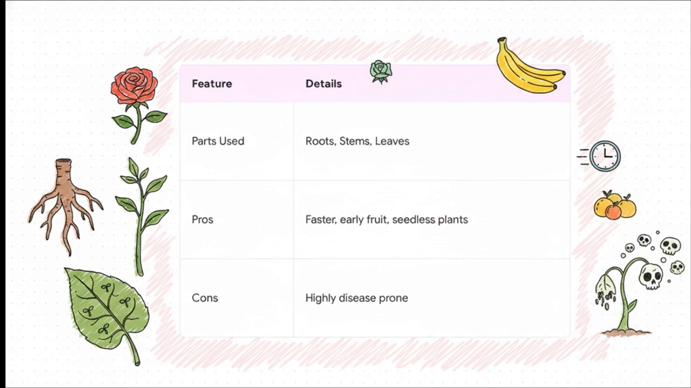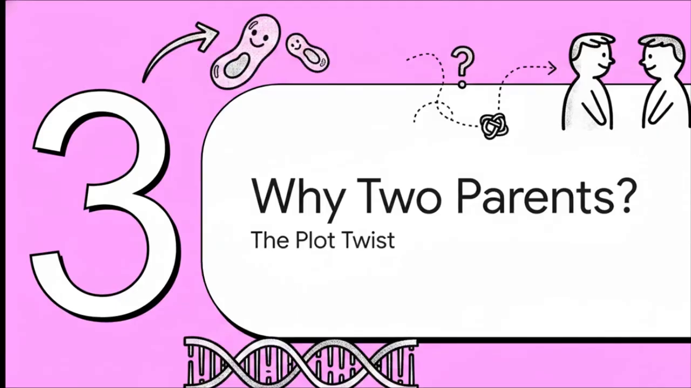The pros? It's lightning fast, you get flowers earlier, and it gives us seedless bananas and roses. The cons? 0 variation. Because there are exact clones, one disease can wipe out the entire farm. Section 3.